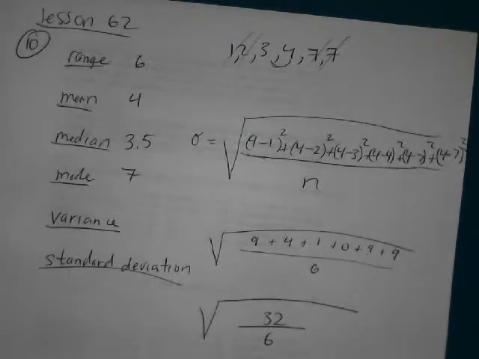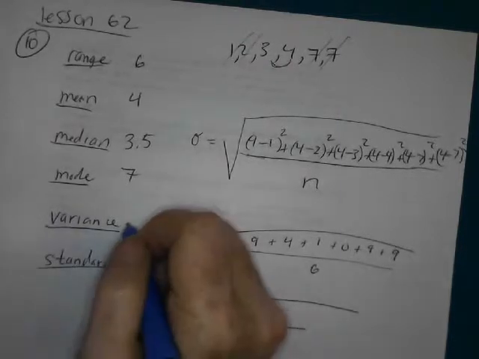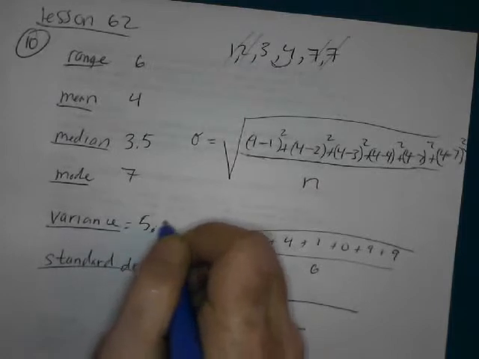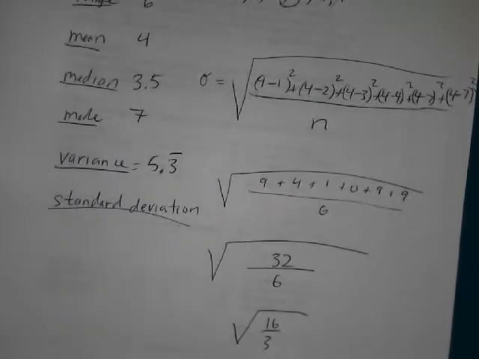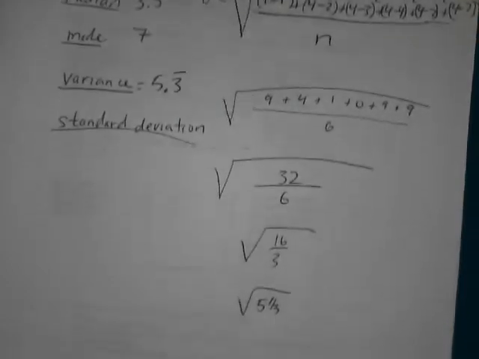So did you guys get 5.3-ish for your variance? Or 5 1/3? Or did I do it? I probably did a little arithmetic error, did I? Yeah, that's right. So that's about, this whole thing is about 5 1/3. So that's your variance. You can call it 5.3 repeating if you want. It's just the value underneath the root sign, okay?